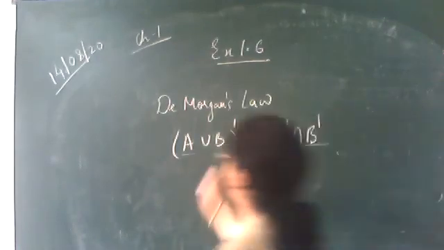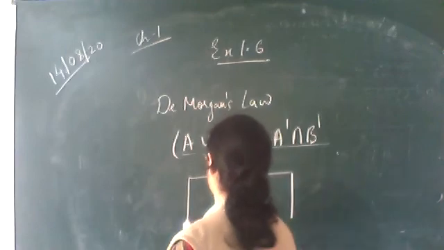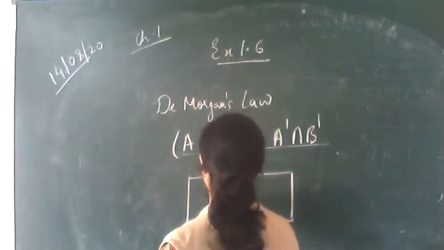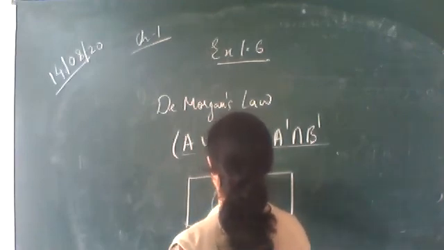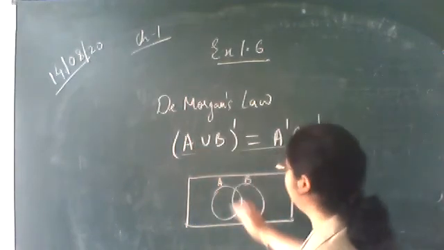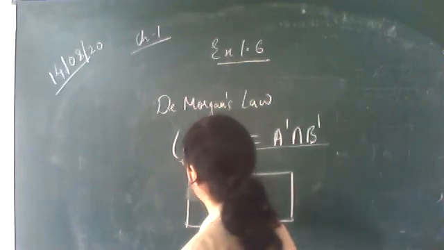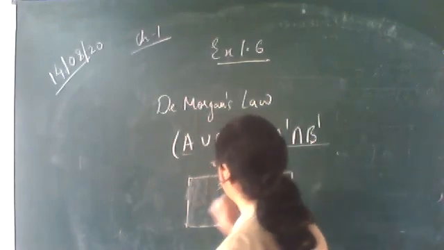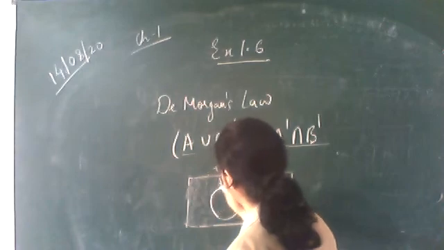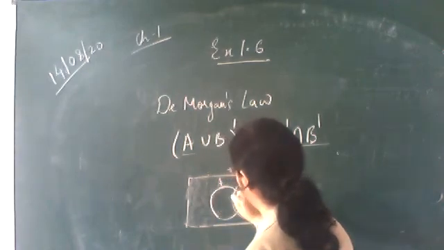A union B complement. What will it be? Suppose we are having a set. Just see, this is your A, this is your B. Now what is A union B? This is the whole A union B. So A union B complement will be what? This empty part will not come.